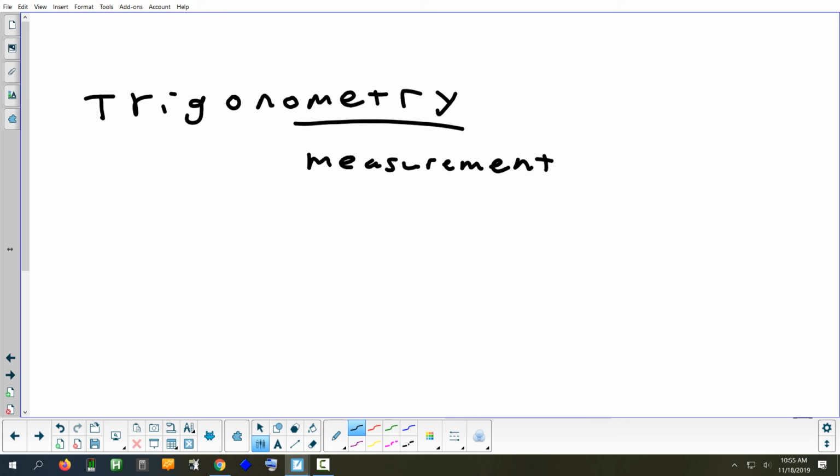Yeah? Tri means 3. So tri means 3, and I'm even going to extend it a little bit further to a trigon, which is the name of a shape. Does anyone know what shape that is? Trigon? It's a triangle.